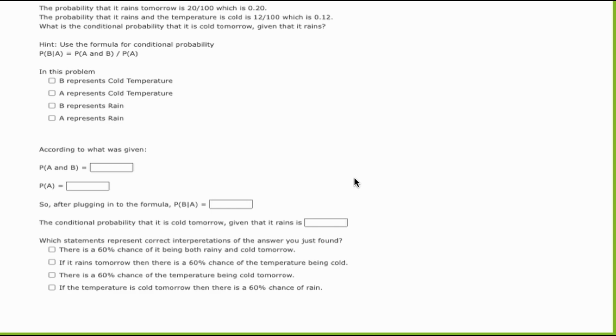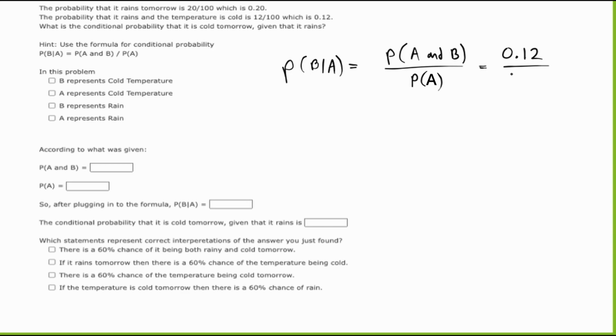All right, so we definitely want the formula which is mentioned here. They're asking for a conditional probability. So they gave you the two things you need. So just put the 0.12 on top. And then you divide by the 0.2.